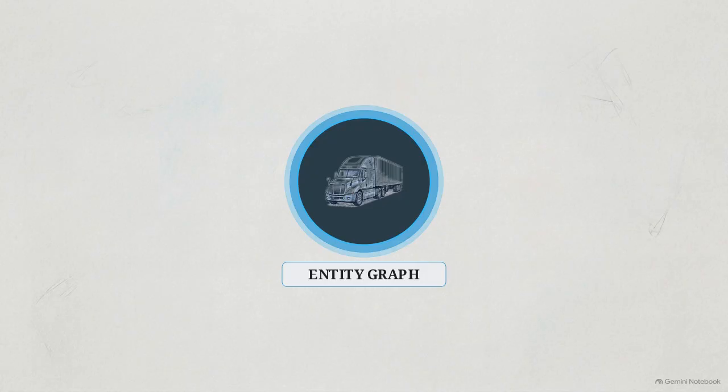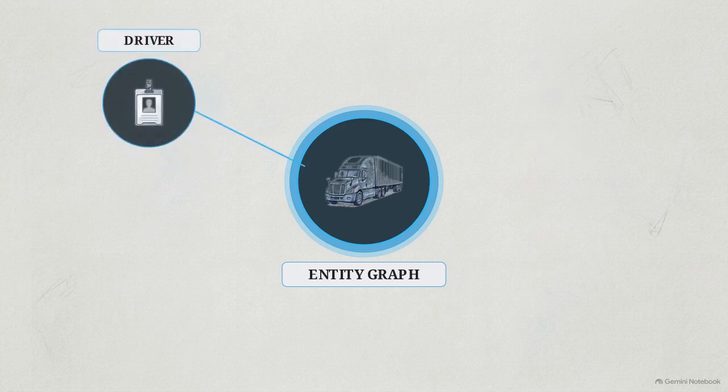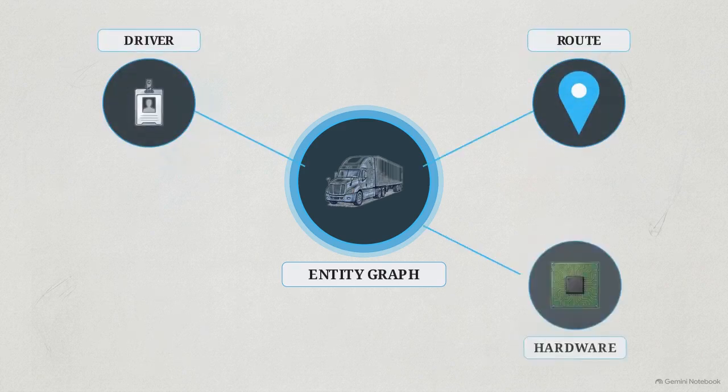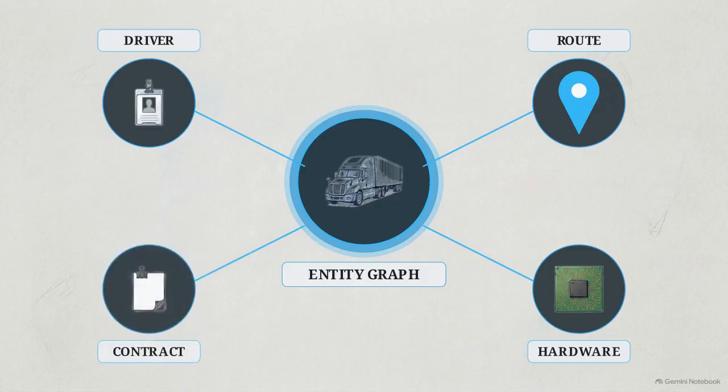This relational diagram illustrates the entity graph. It prevents data silos by creating a permanent, queryable web linking a specific truck to its current driver, the assigned geographic route, the physical telematics hardware, and the underlying business contract.